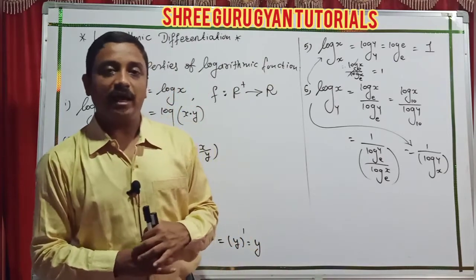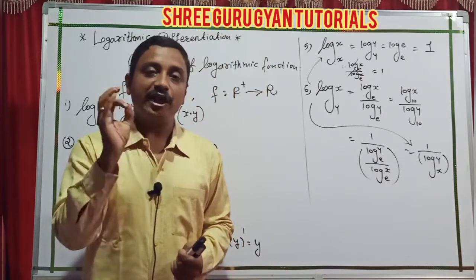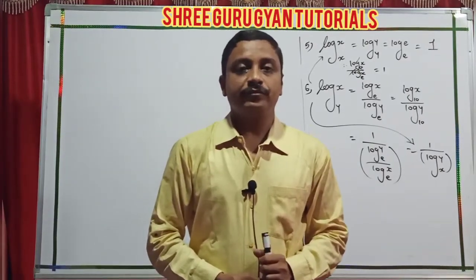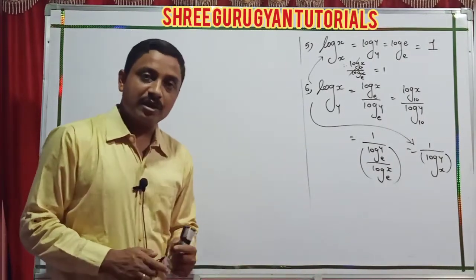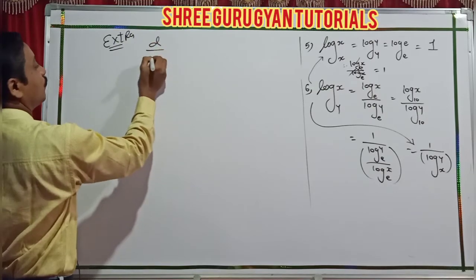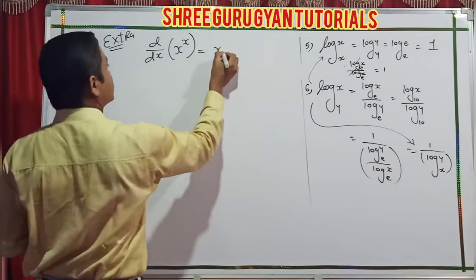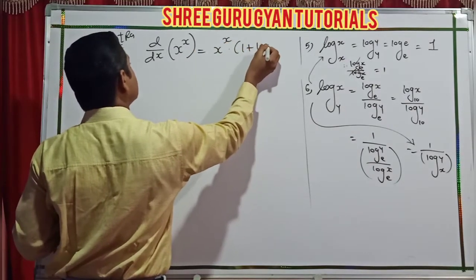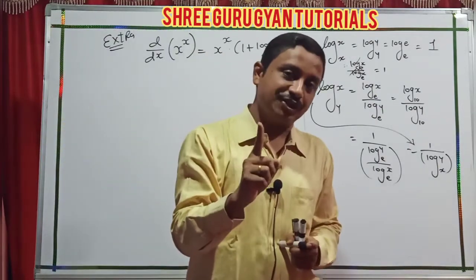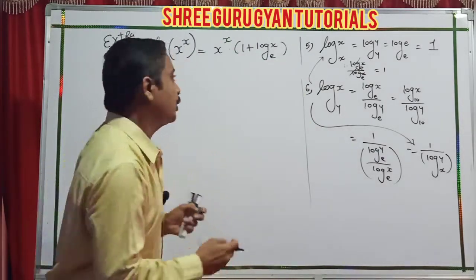Now students, here I explain one of the extra numericals. So mark it IMP in bold, and then after that I start our exercise. Yes. Students, now after this property, I show extra numerical: d/dx of x raised to x. The answer is x raised to x times (1 plus log x base e). This is a property. So students, write it down in your formula list; this formula is added to our formula list.